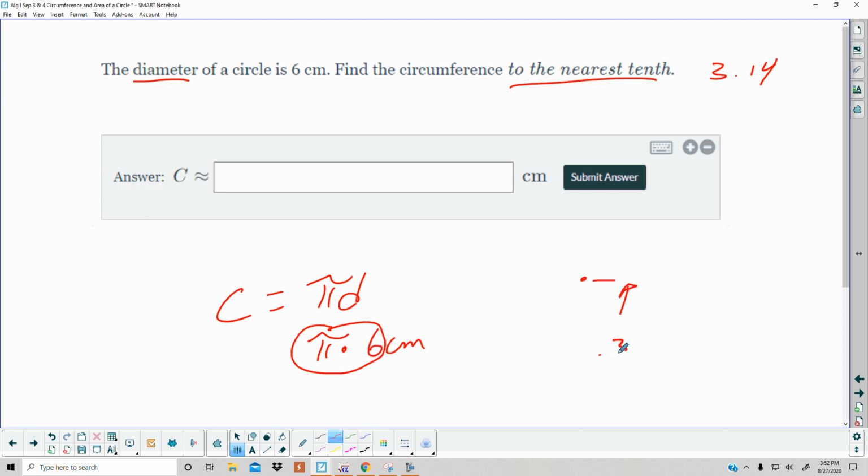So if I had 0.358, I would round to 0.4 because I'm looking at the hundredths place to round to the tenths. If I had 0.348, then my answer is 0.3 because this is where I'm looking to round to the tenths.